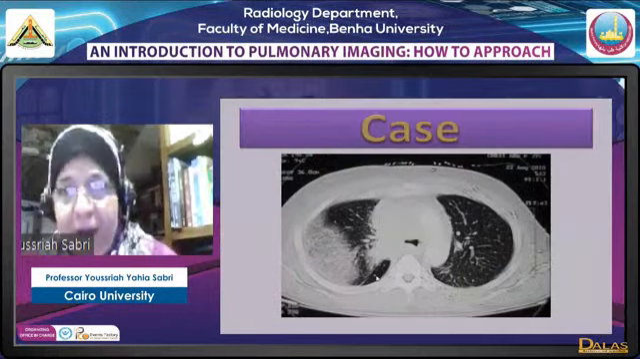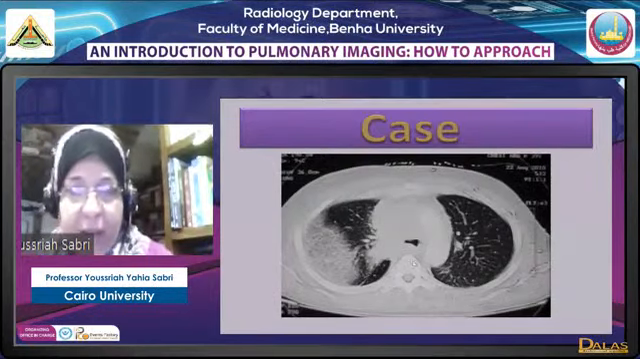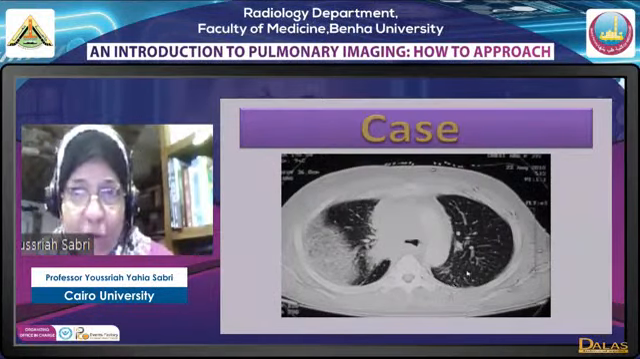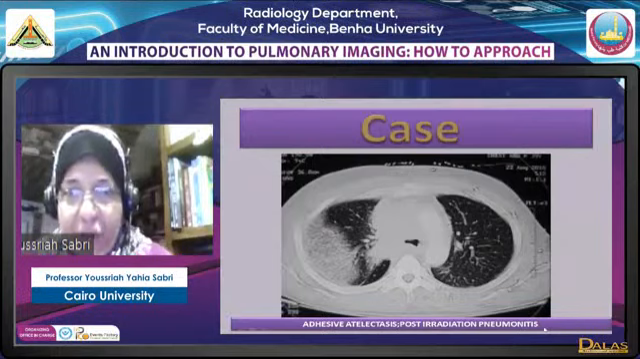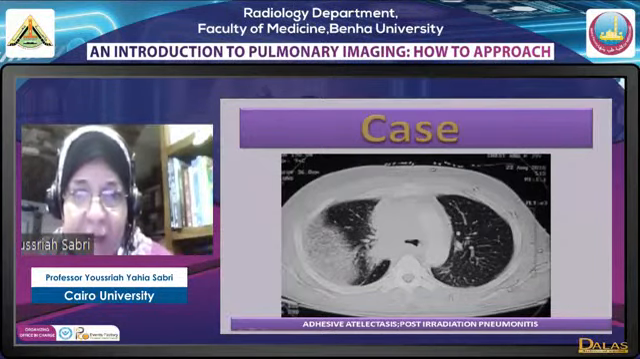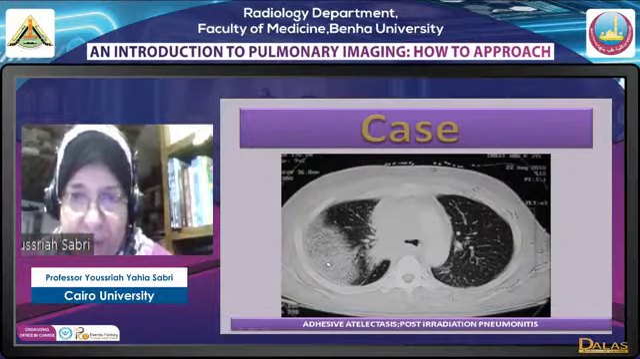Finally, we have the final type of collapse. It's not very common in adults. Actually, it is more common in children. And this is what we call the adhesive atelectasis. It is only seen in case of post-irradiation pneumonitis. This is a case of bronchogenic carcinoma with irradiation. And as you can see here, it is restricted to the area of irradiation.